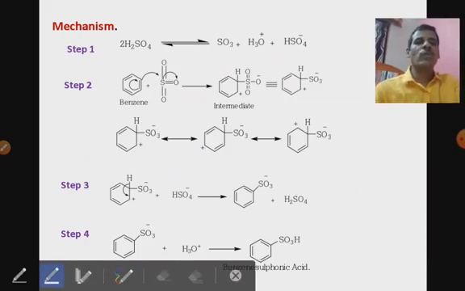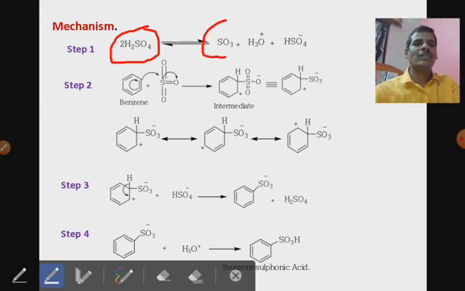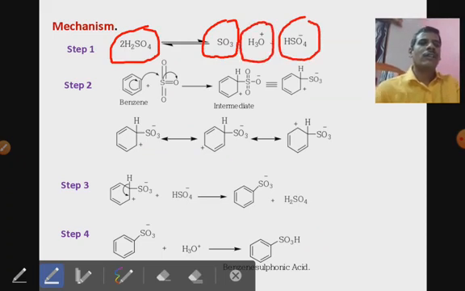When two molecules of fuming sulfuric acid react with each other, there is a formation of sulfur trioxide, and we know that sulfur trioxide is a strong electrophile. The HSO4 minus ion and the H3O plus ion are also formed.